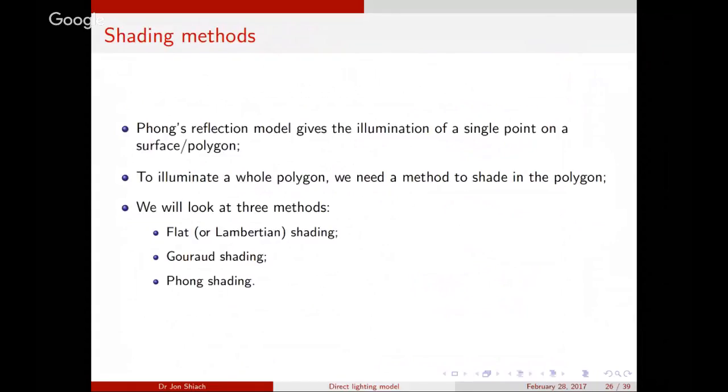Phong's reflection model provides a model for a single point. To illuminate the whole polygon, we need to look at shading methods, and there are three main ones. First is called Lambertian shading, otherwise known as flat. The second is known as Gouraud shading. And the final one is known as Phong shading.